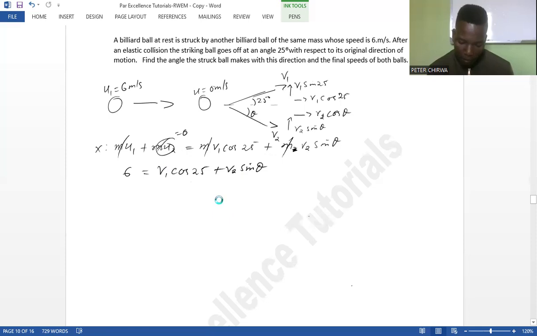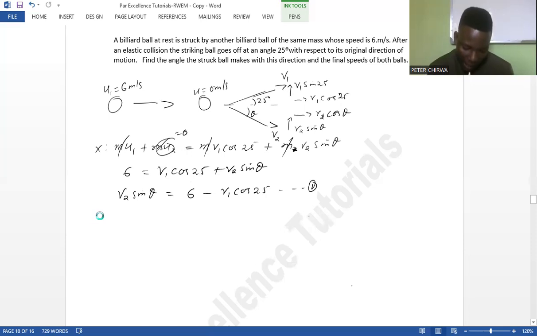So I can make the one that I don't know anything about, no velocity, no angle, the subject. So I'll have v2 cos theta being equal to 6 minus v1 cos 25. Let that be my equation 1.